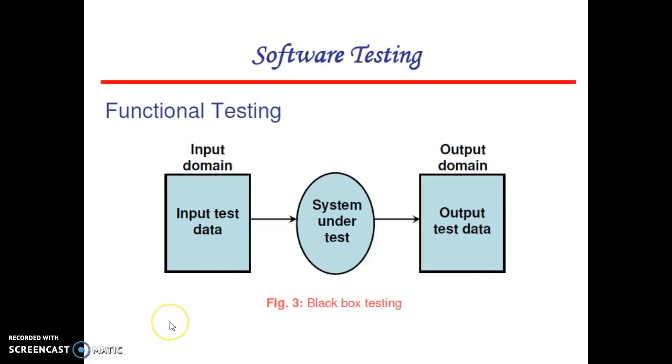So we have functional testing. Functional testing suggests that we have input test data, system under test, and after that the output domain. That means after performing some black box testing, meaning functional testing, we perform the test through the input domain, and that is converted into the output.